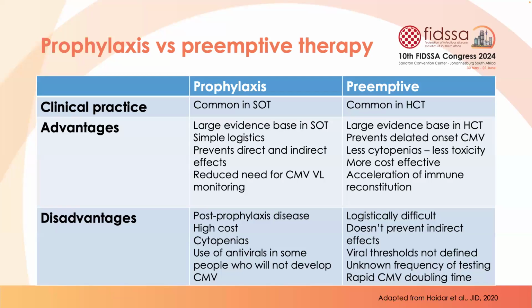Also, these thresholds, I mentioned 1,000, or there's 5. There are different criteria, and different centers will do something different, but these thresholds are not very well defined, as well as the frequency of testing. And some patients may develop CMV quite quickly in between monitoring, although generally it doesn't happen. Generally, if a patient is monitored relatively frequently, you have time to jump in and intervene.